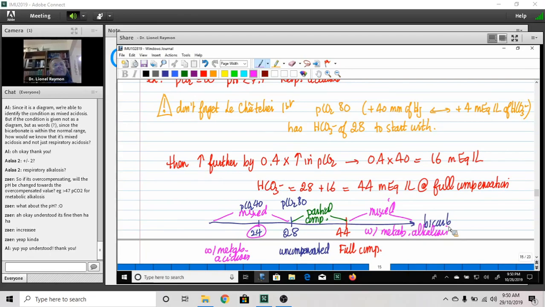Yep, excellent. So let's try a final example. PCO2 is 20, pH is above 7.4, and I have a respiratory alkalosis.